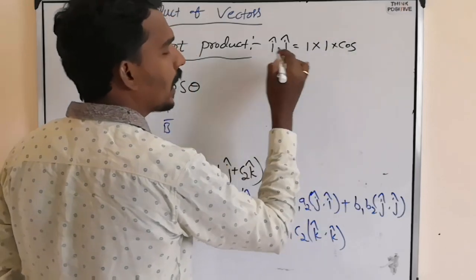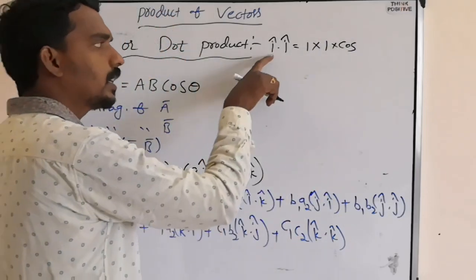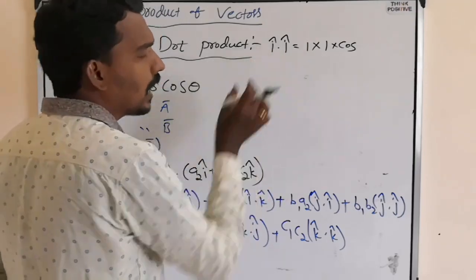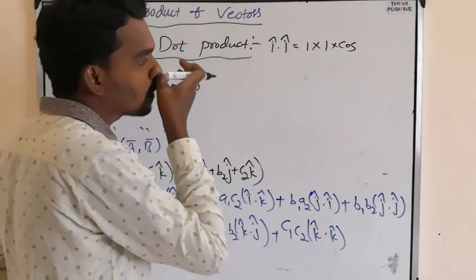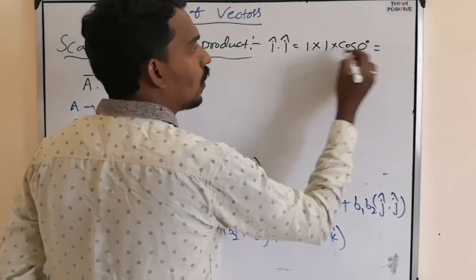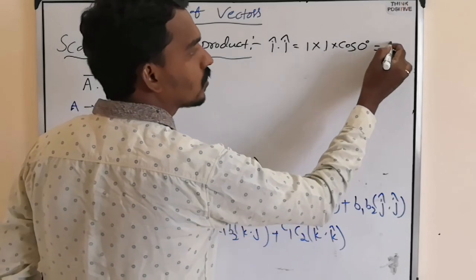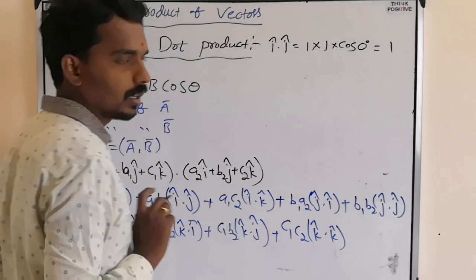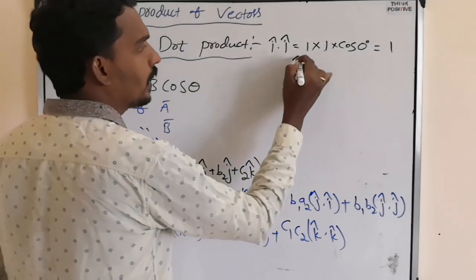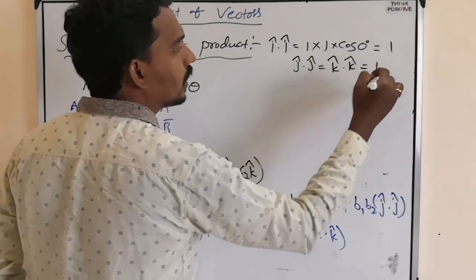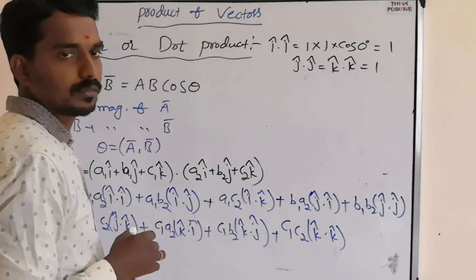What is the angle between i cap and i cap? i cap is along x, i cap is along x. Both are along x, both are the same vector. So what is the angle between them? 0. Then 1 into cos 0 is also 1. So i dot i will become 1. Similarly, you can find j dot j or k dot k, that also becomes 1.